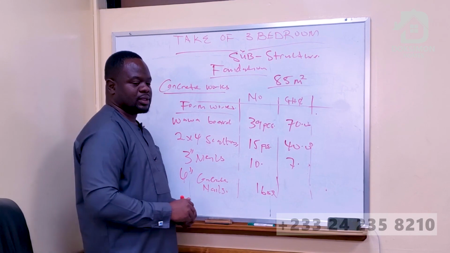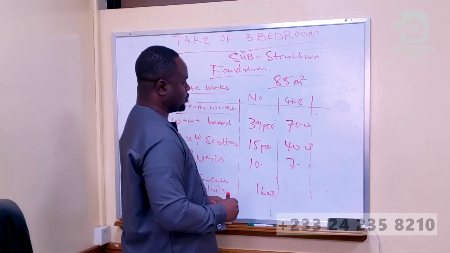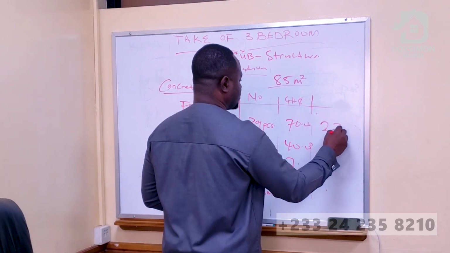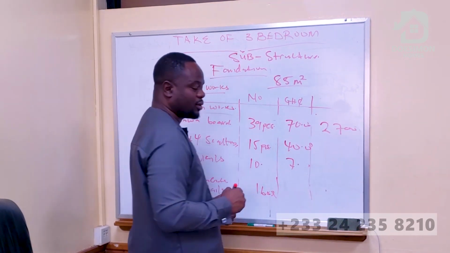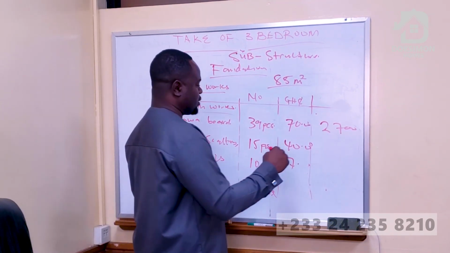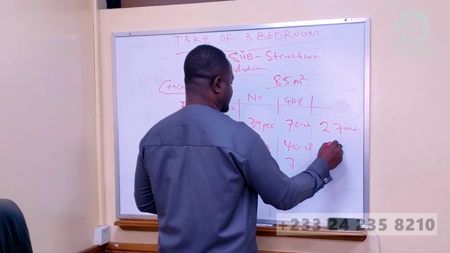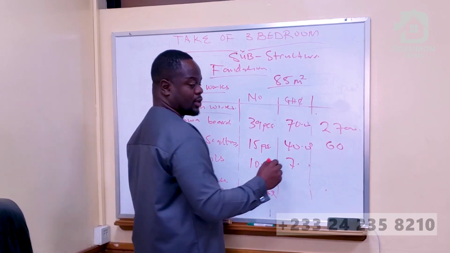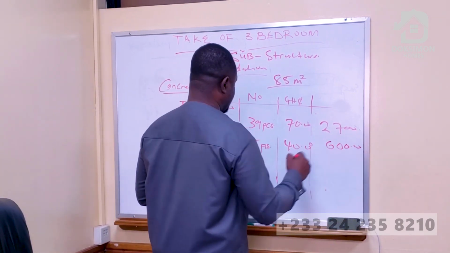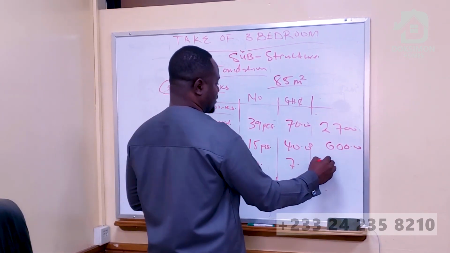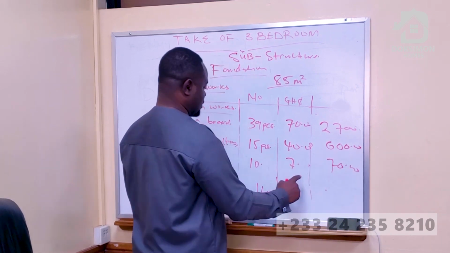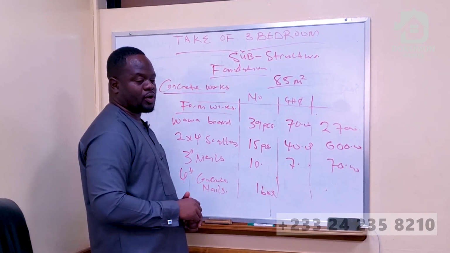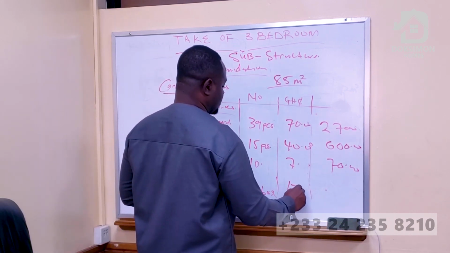And that's starting with the multiplication. So we are looking at 2,700 Ghana cedis. The next will give us 600 Ghana cedis. We also have 70 Ghana cedis. The one box of the concrete nail or the 4 inches nail is just 13 cedis.